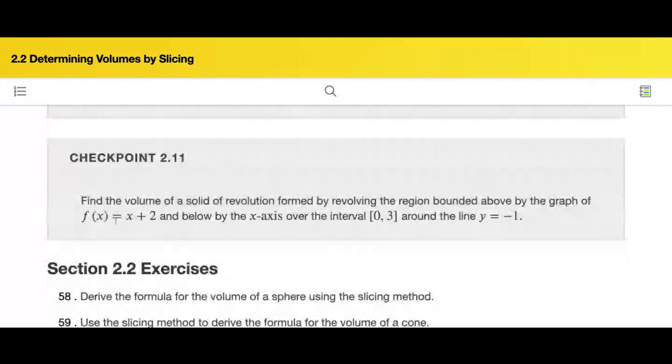All right, your turn. Now f of x is x plus 2, bounded below by this function and above by the x-axis over the interval 2 to 3, around the line y equals -3 and y equals -1. Draw the picture, it will help you to see it. I'm going to draw the picture myself too, from 0 to 3.